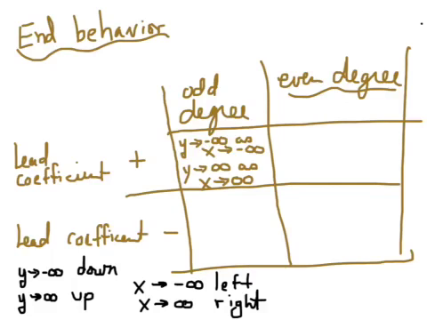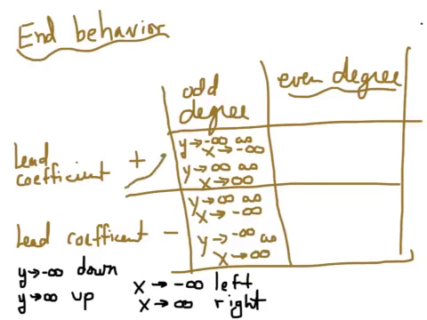Now, on the other hand, if it's a negative, now it's going to do exact opposite directions. As y approaches infinity, as x goes to negative infinity, or left, y goes to negative infinity as x goes to positive infinity, or as it goes to the right. Basically what this one is saying is that it kind of flows uphill, and this one flows downhill, is what that's saying for that first one.